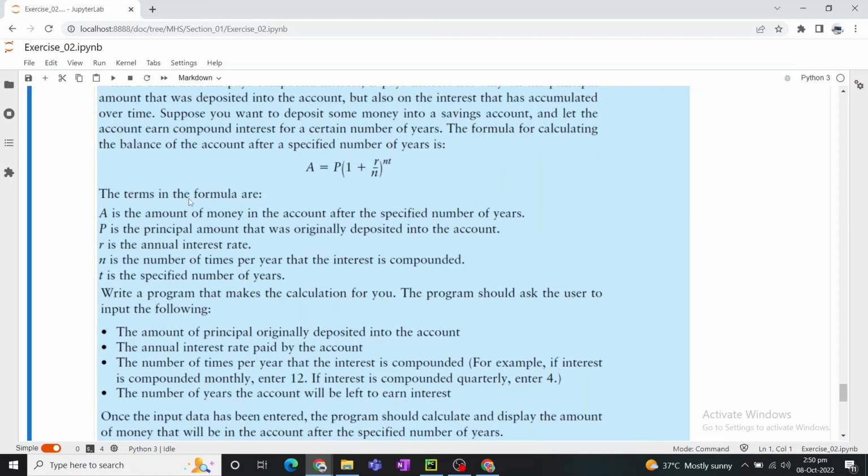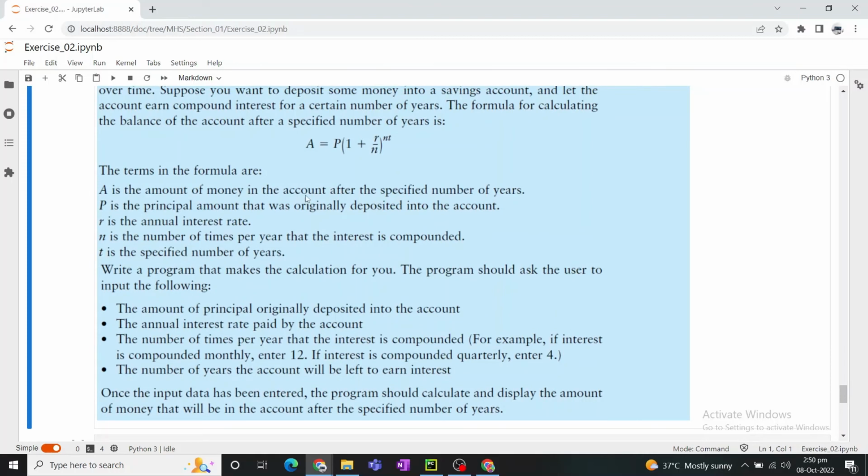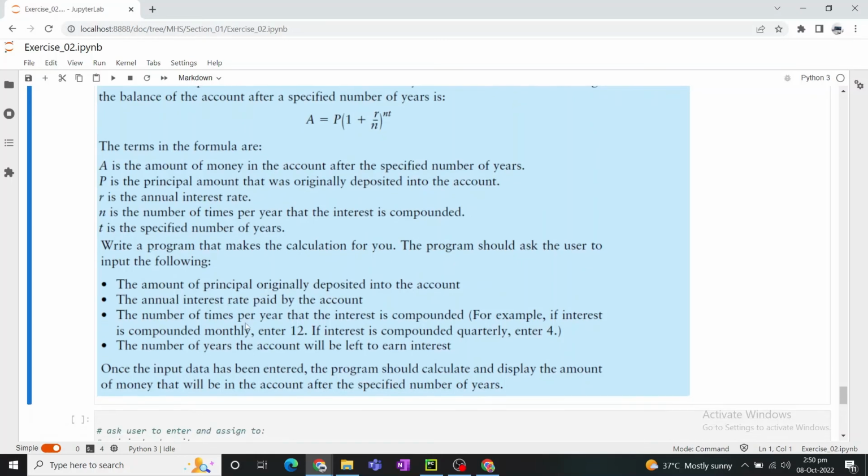So the terms used in the formula: A is the amount of money in the account after the specified number of years, that is the accumulated amount. P is the principal amount that was originally deposited into the account, and r is the annual interest rate. n is the number of times per year that the interest is compounded. t is the specified number of years. Write a program that makes the calculation for you. The program should ask the user to input the following.